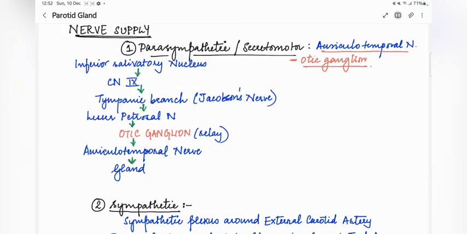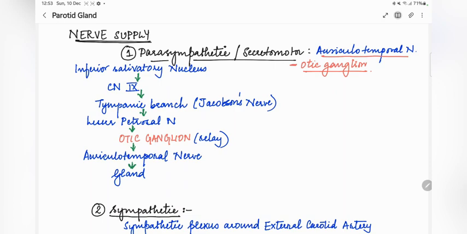Talking about any gland, we have to talk about its nerve supply. So the parotid gland has three types of nerve supply. It has the parasympathetic supply, the sympathetic supply, and the sensory supply. First, let's talk about the most important, the secretomotor or parasympathetic supply of the parotid gland. This is provided through the auriculotemporal nerve, which relays in the otic ganglion.